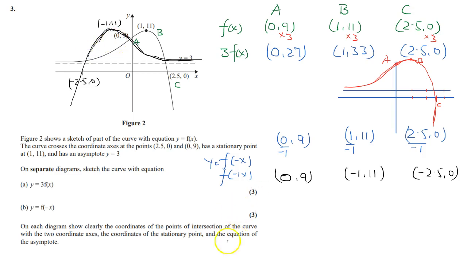So this is the graph. And the equation of asymptote, you can see it's the same. Y is equal to 3. It has not changed.